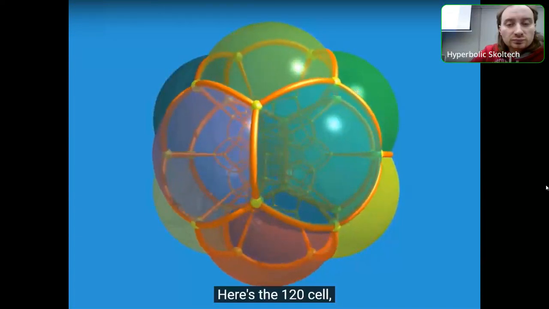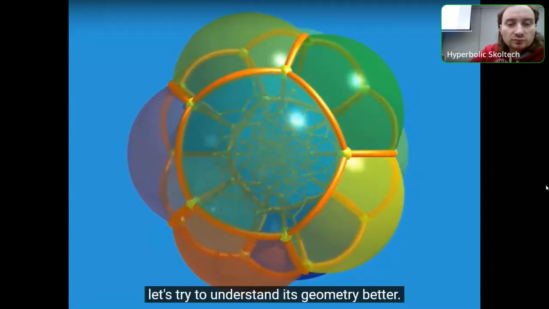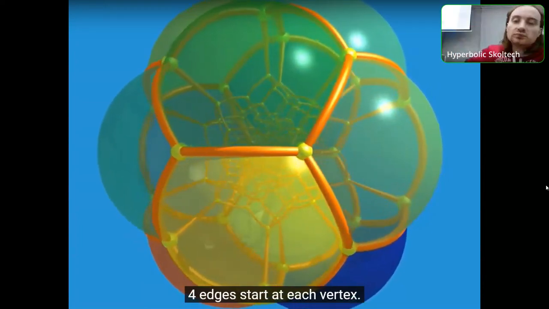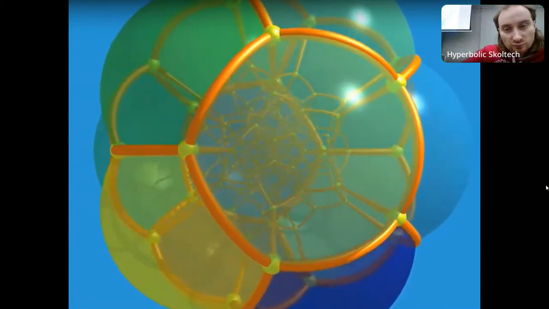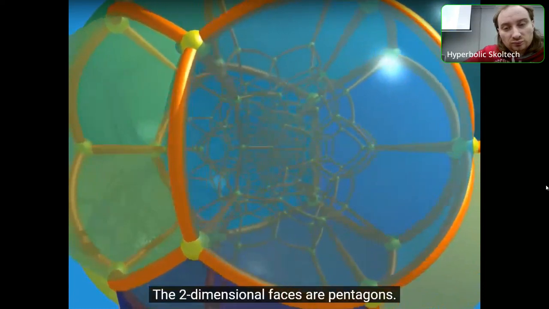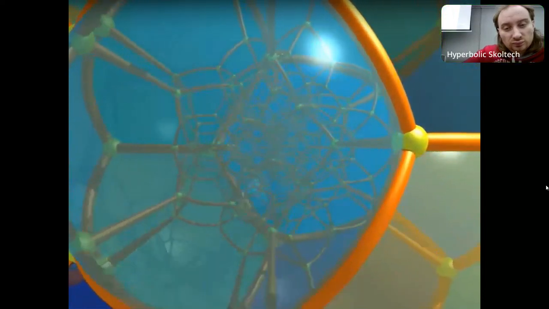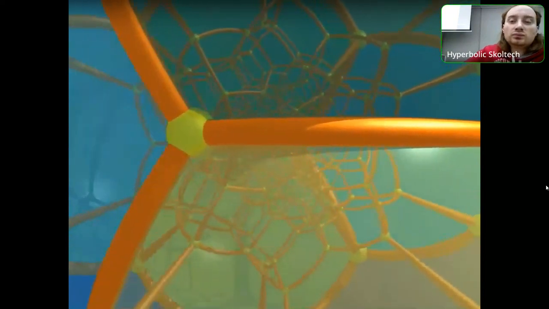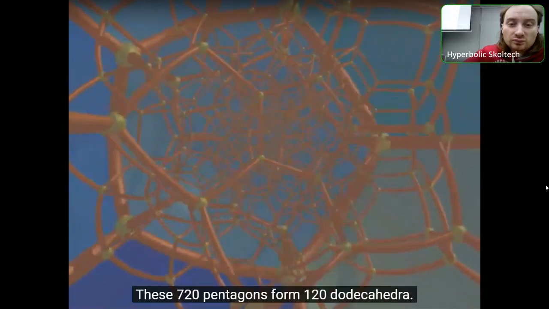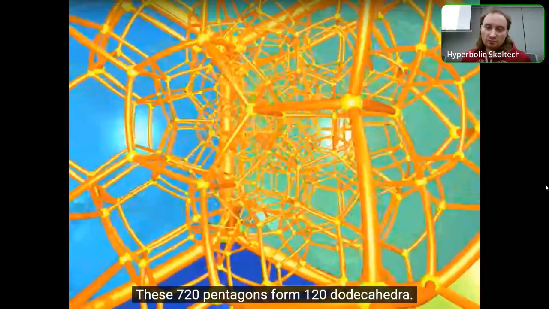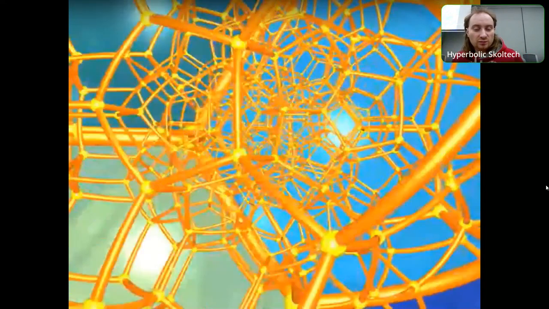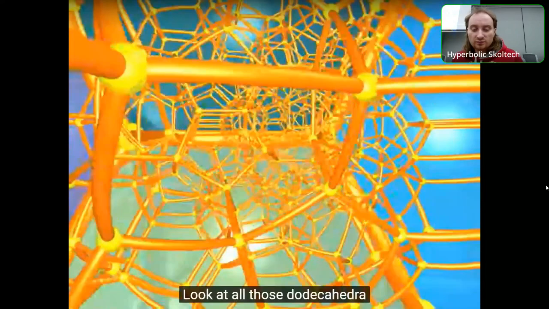Here's the 120 cell. Let's try to understand its geometry better. Four edges start at each vertex. The two-dimensional faces are pentagons. There are 720 of them. These 720 pentagons form 120 dodecahedra. Look at all those dodecahedra fitting nicely together.